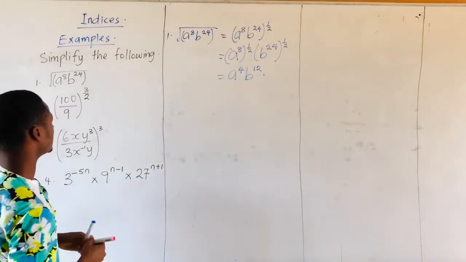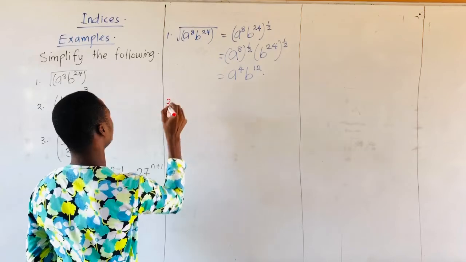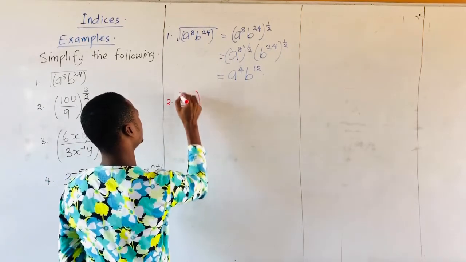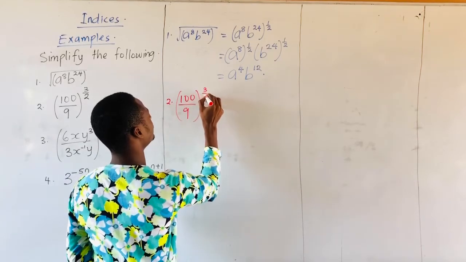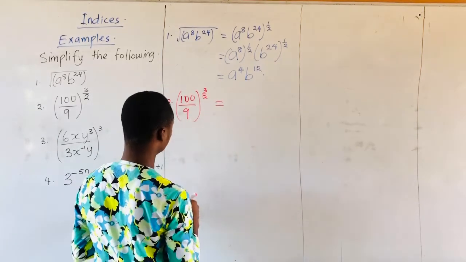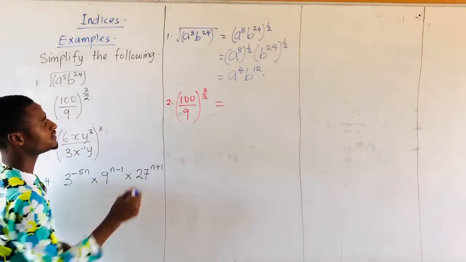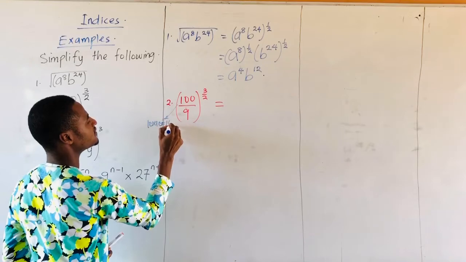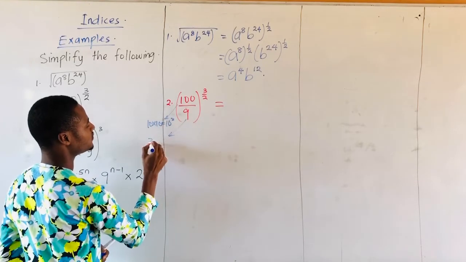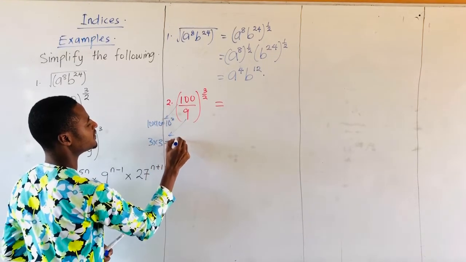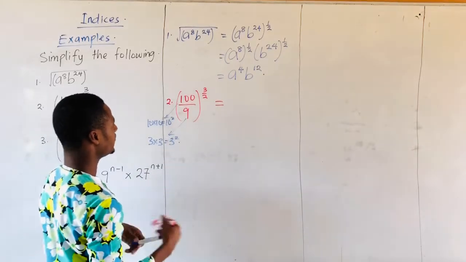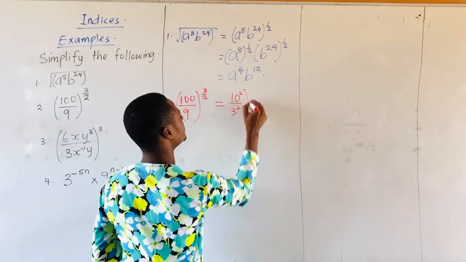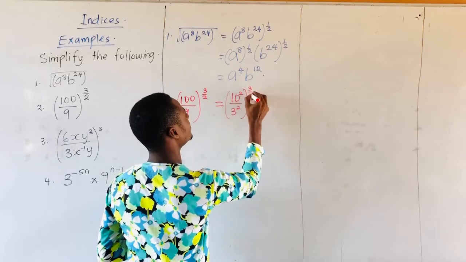Let's take our second question. We have 100 over 9, all taking the power 3 over 2. And that should be equal to, we know 100 can be written in the index form as 10 times 10, which will give us 10 squared. 9 can also be 3 times 3, which will give us 3 squared. So we will have 10 squared over 3 squared, all raised to the power 3 over 2.